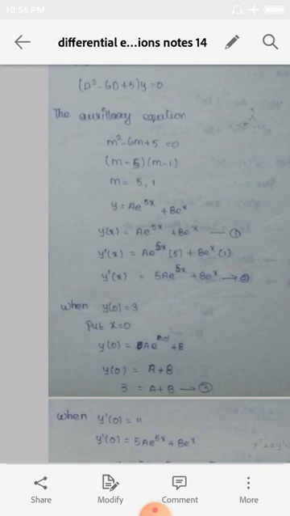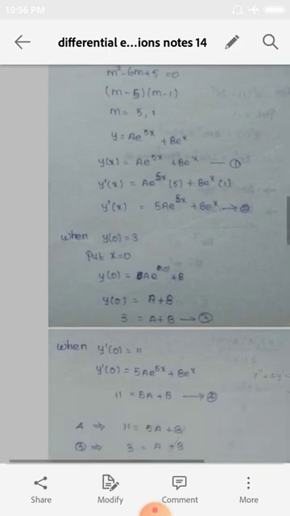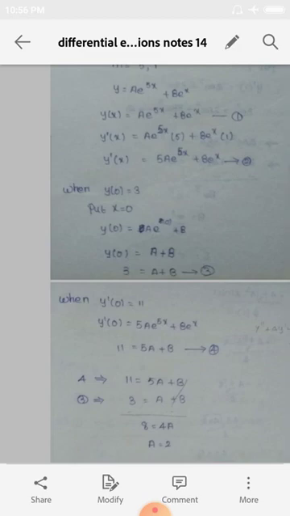So we get y of 0 is equal to e power 5 into 0 plus b into e power 0. So we get y of 0 is equal to a plus b. So what is the equation? y of 0 is equal to 3. So substitute, 3 is equal to a plus b. Mark it as equation number 3.